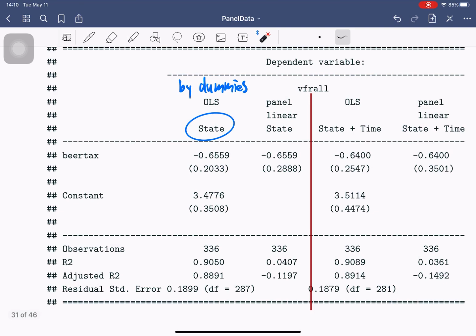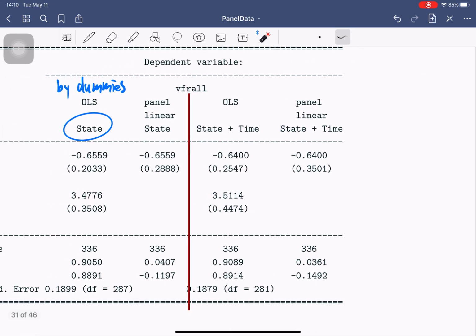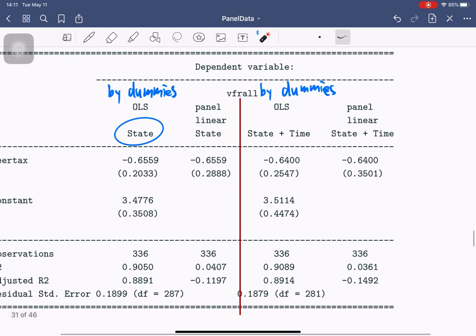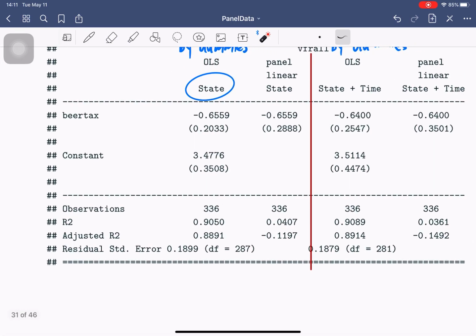Okay, so how about the state and time fixed effects? You can also see the constant term for the dummy variable model. And if you use the plm, the panel linear model, we don't have a constant term, but the slope for beer tax is the same. But the standard errors are different.